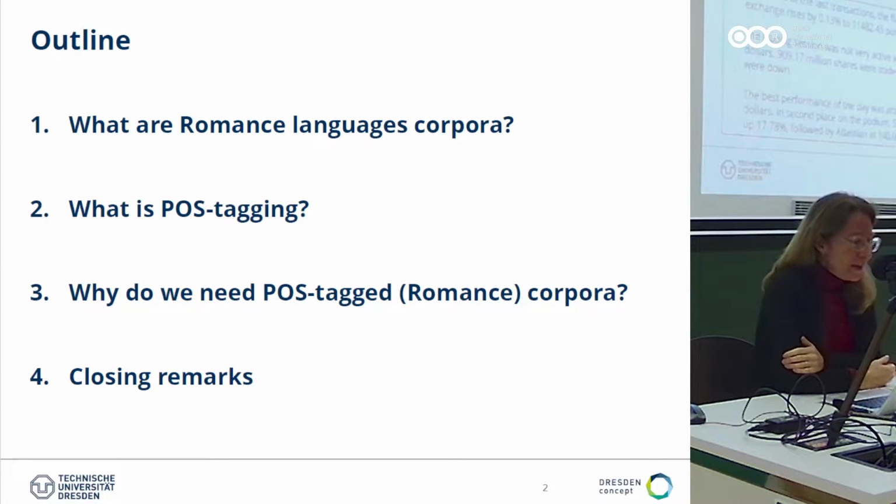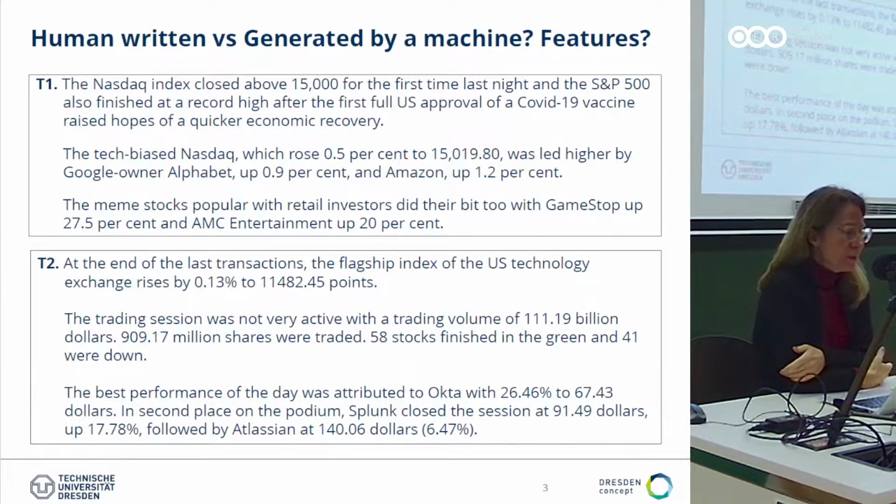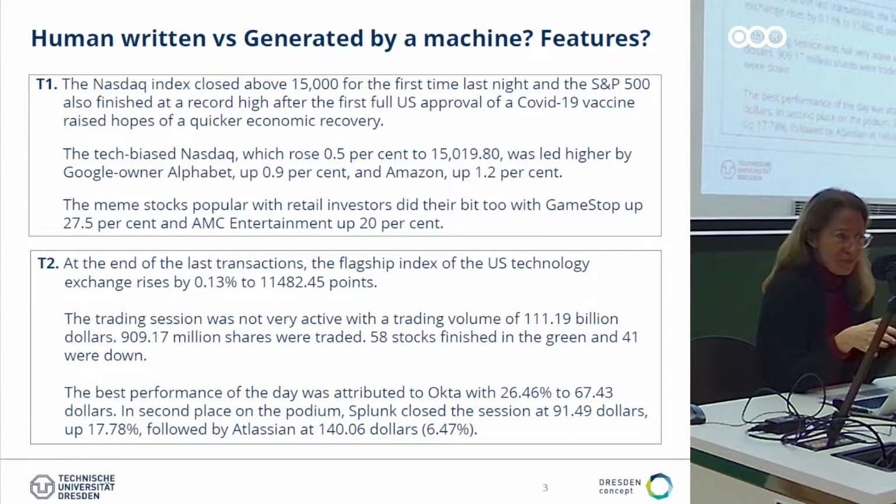But to get warmed up, I have brought two texts that are similar, and I would like to ask a fairly simple question. One is written by a human being or a group of human beings, and the other one has been generated by a machine. I would like you to tell me, or to write down for now, which one you think is machine generated and which one is written by a human being.